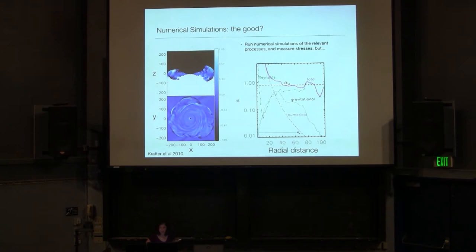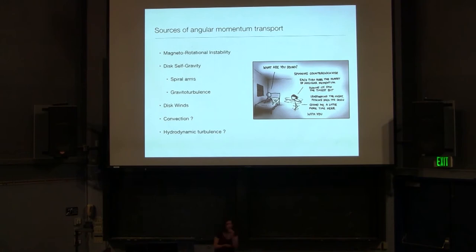You might also point out that numerical viscosity totally dominates until alpha of one. Yes, that's right.